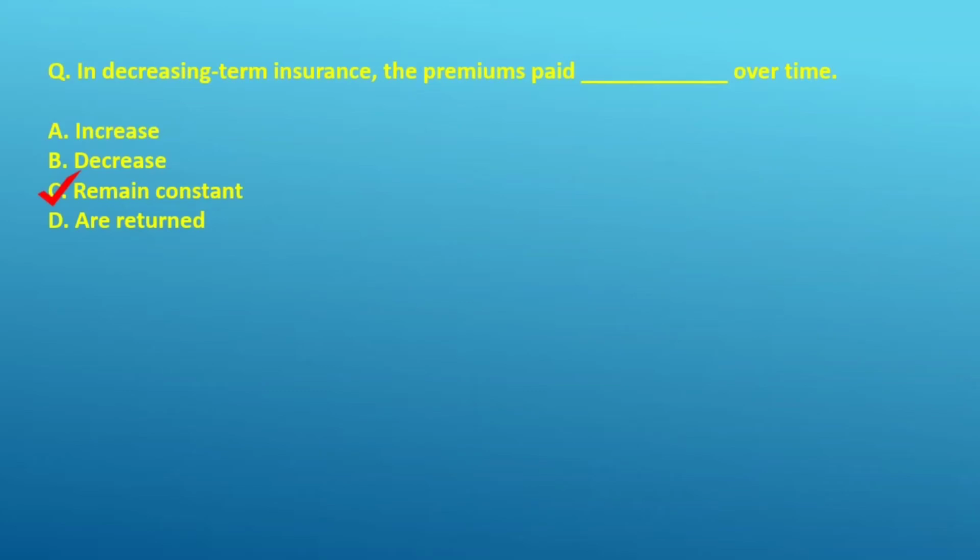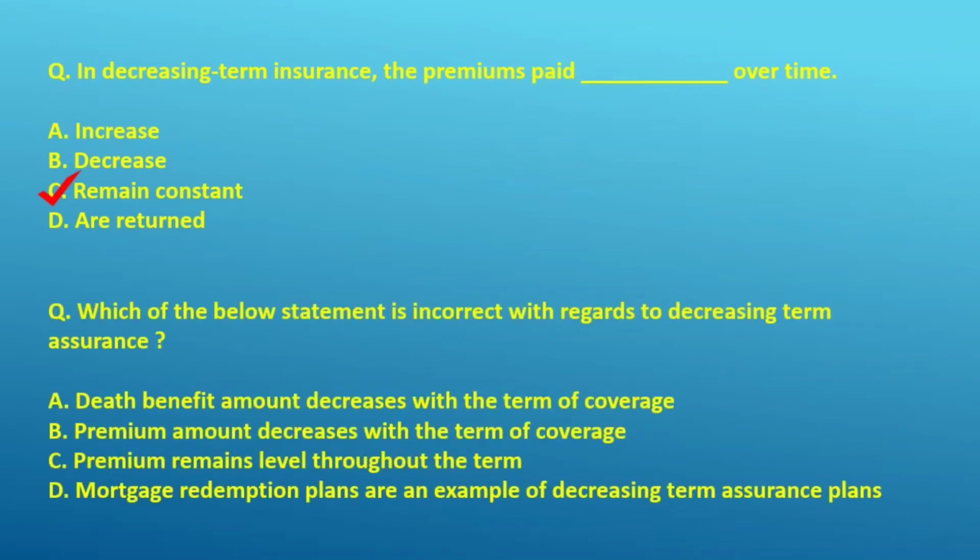The sum assured of decreasing term assurance plan decreases, but the premium, whatever is fixed in the first year, will be constant for remaining years. So the answer is remain constant. Which of the below statements is incorrect with regards to decreasing term assurance? Correct answer is B. Premium amount decreases with the term of coverage. This question is just opposite to the previous question.